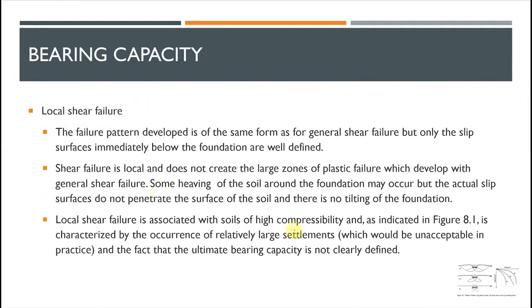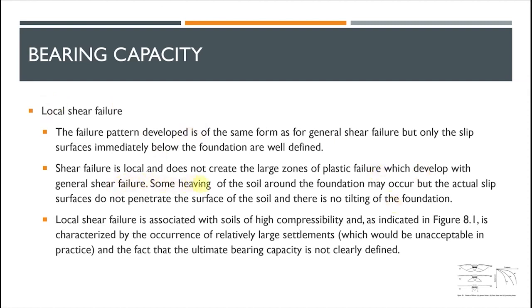For local shear failure, the failure pattern developed is of the same form as general shear failure, but only the slip surface immediately below the foundation is well defined. Okay, kalau macam general shear failure tadi, slip surface tu maksudnya kan you tengok bulging besar dekat tepi tu kan. So itu adalah area yang affected lah, senang cerita. Kalau local shear failure, dia takkan effect sampai area-area dekat tepi tu.